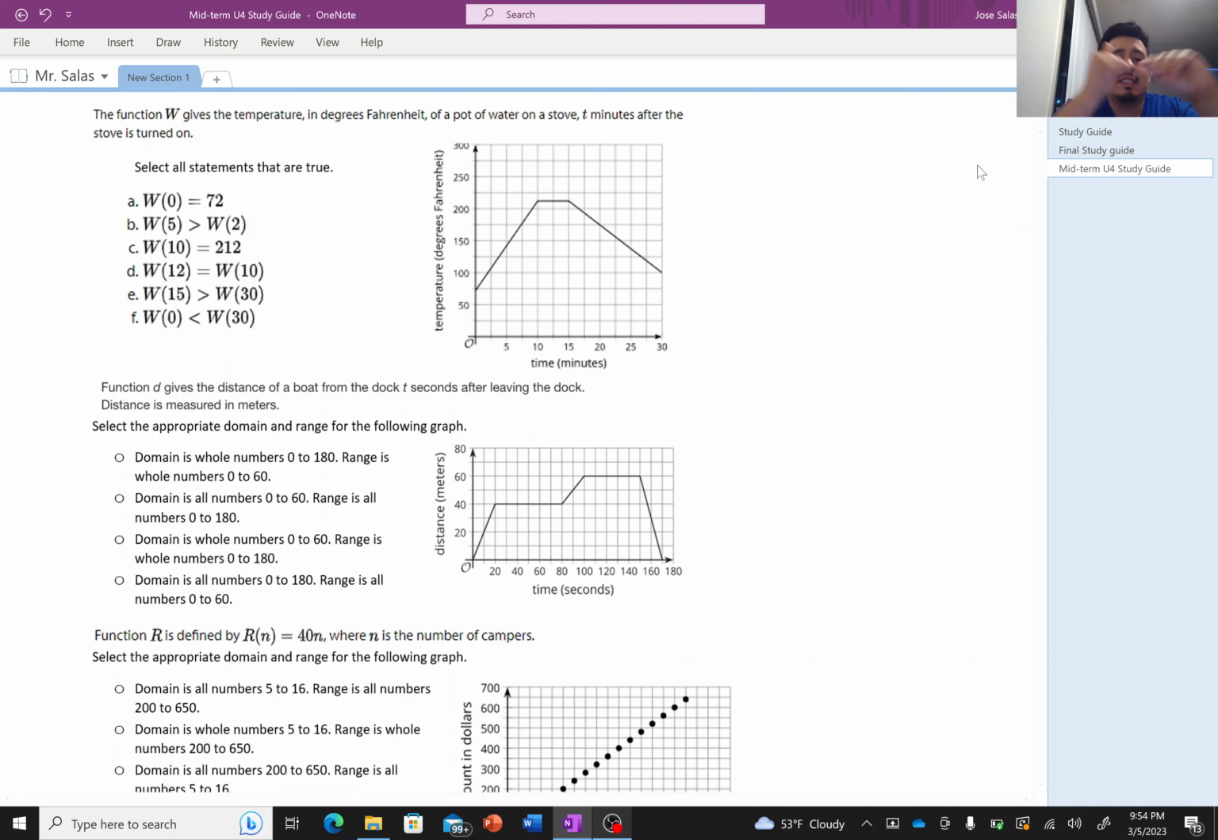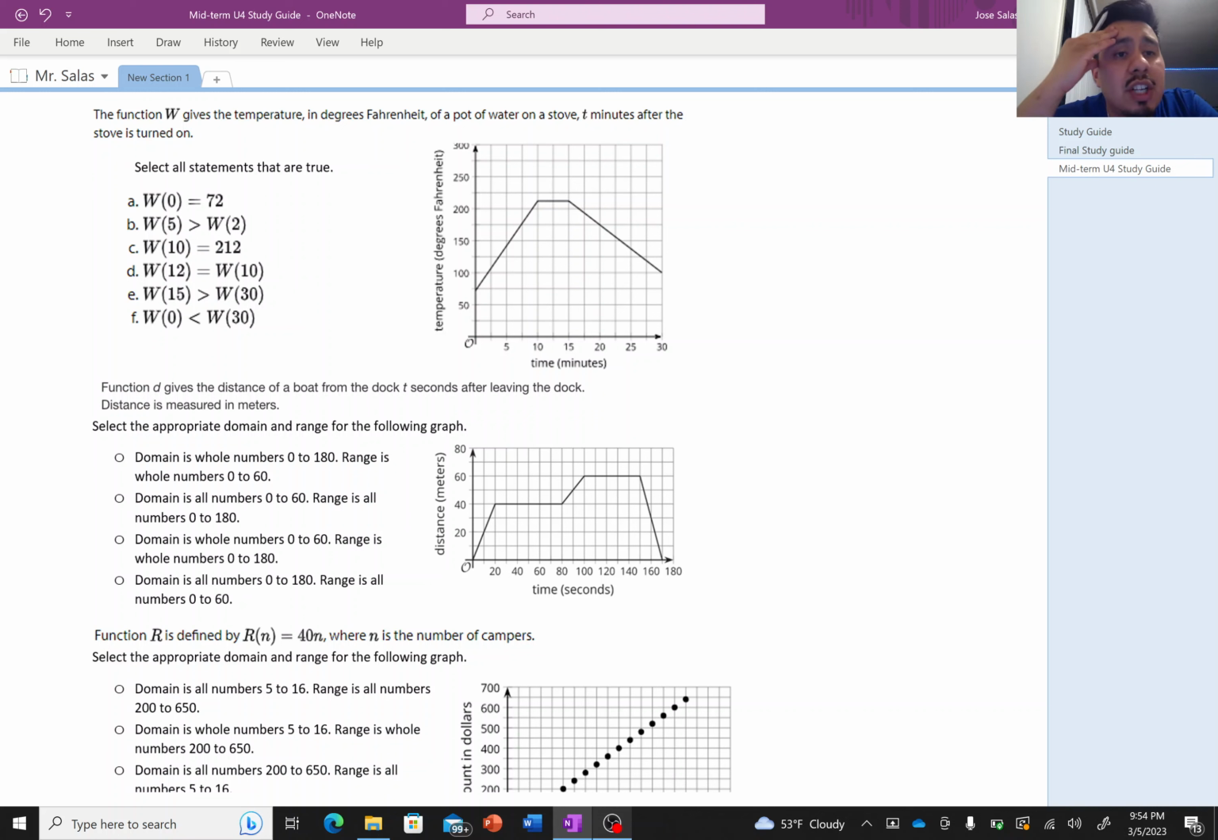We're going to be dissecting this problem from our original midterm. We had a graph that looks similar to this one, and we were asked to select statements that were true based upon the information given to us.